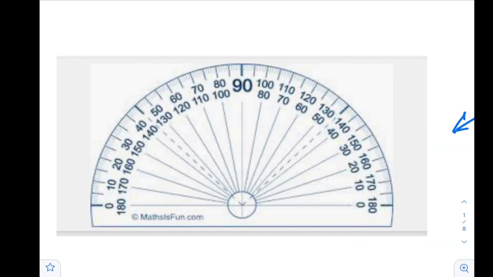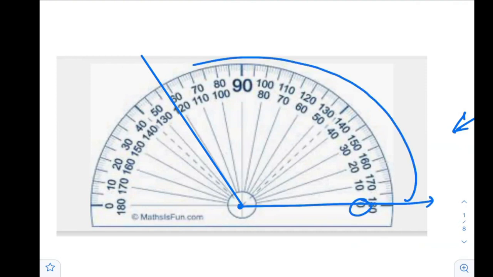You can say that there is an angle like this from here. This is the 0, starting from 0. The measure of the angle is 120 degrees. You can take the inner measure or the outer measure.